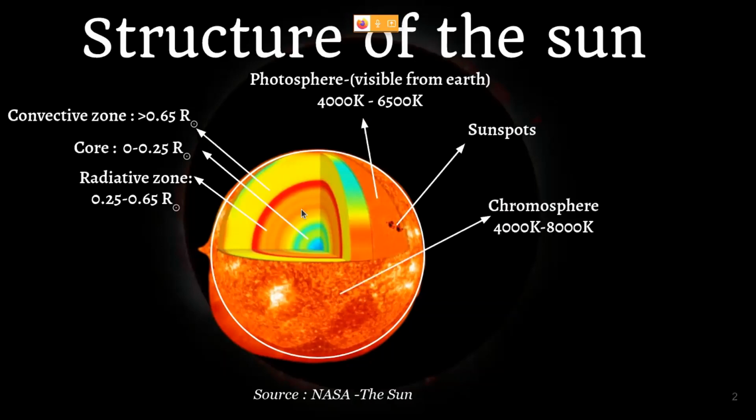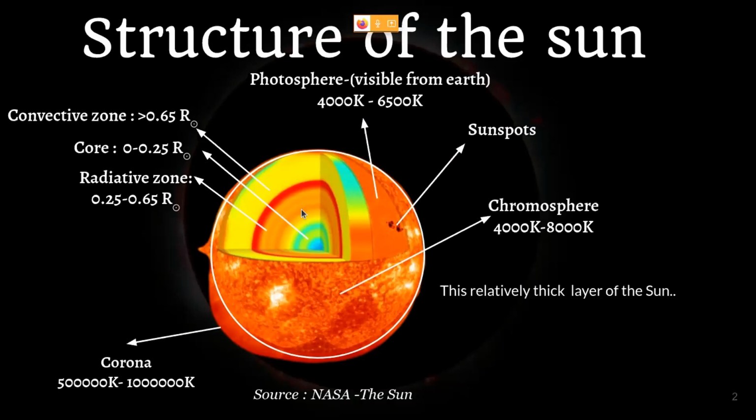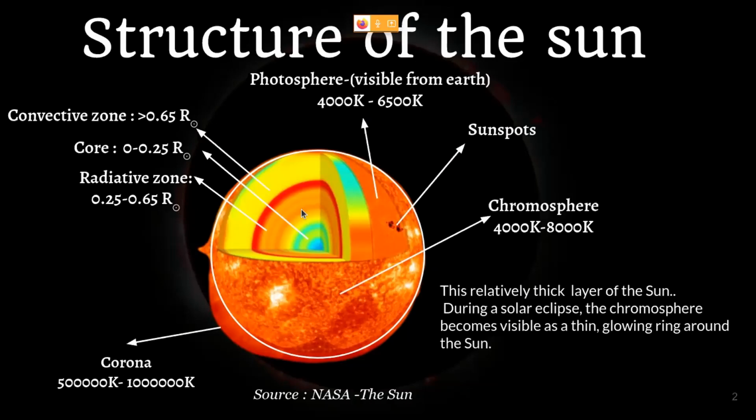Next comes the chromosphere. This is the second outermost layer, and it is comparatively thicker than the photosphere. And the next is the corona. This is a very extended version of the outermost layer. If you want to see the chromosphere, we need to keep our eyes off the disk, because the disk is very bright and we might miss the very important features of the chromosphere. And we can see a thin glowing ring around the sun.